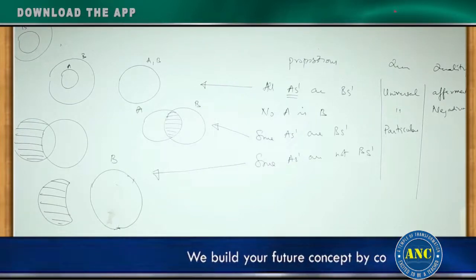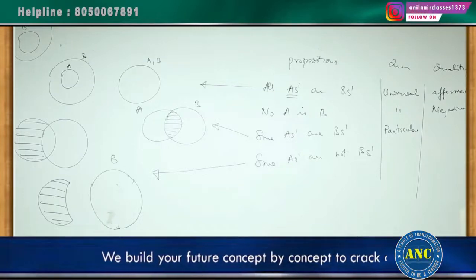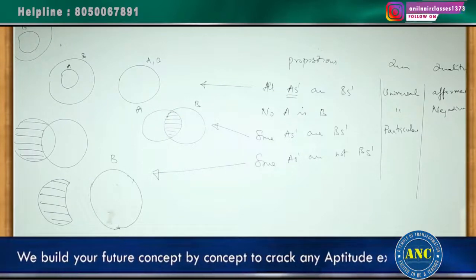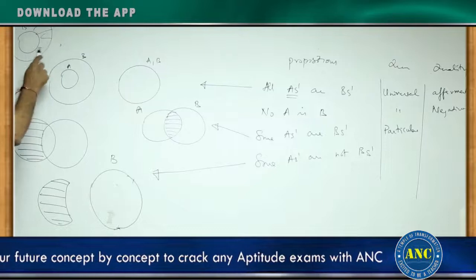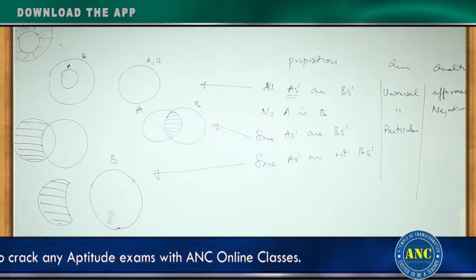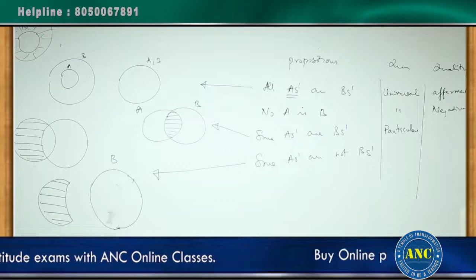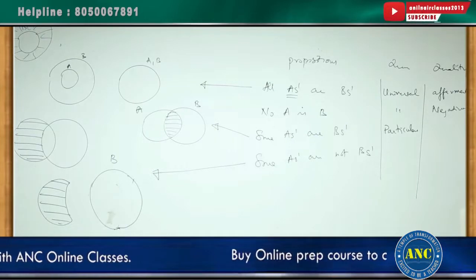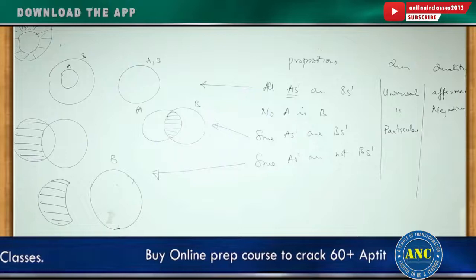This common part, sir, in between. Where? The common part. Some part of some part of A. So this one. Yes, sir. What are you trying to say? Some part of A are not B. No, you don't know. Okay. Clearly it is showing you, sir.